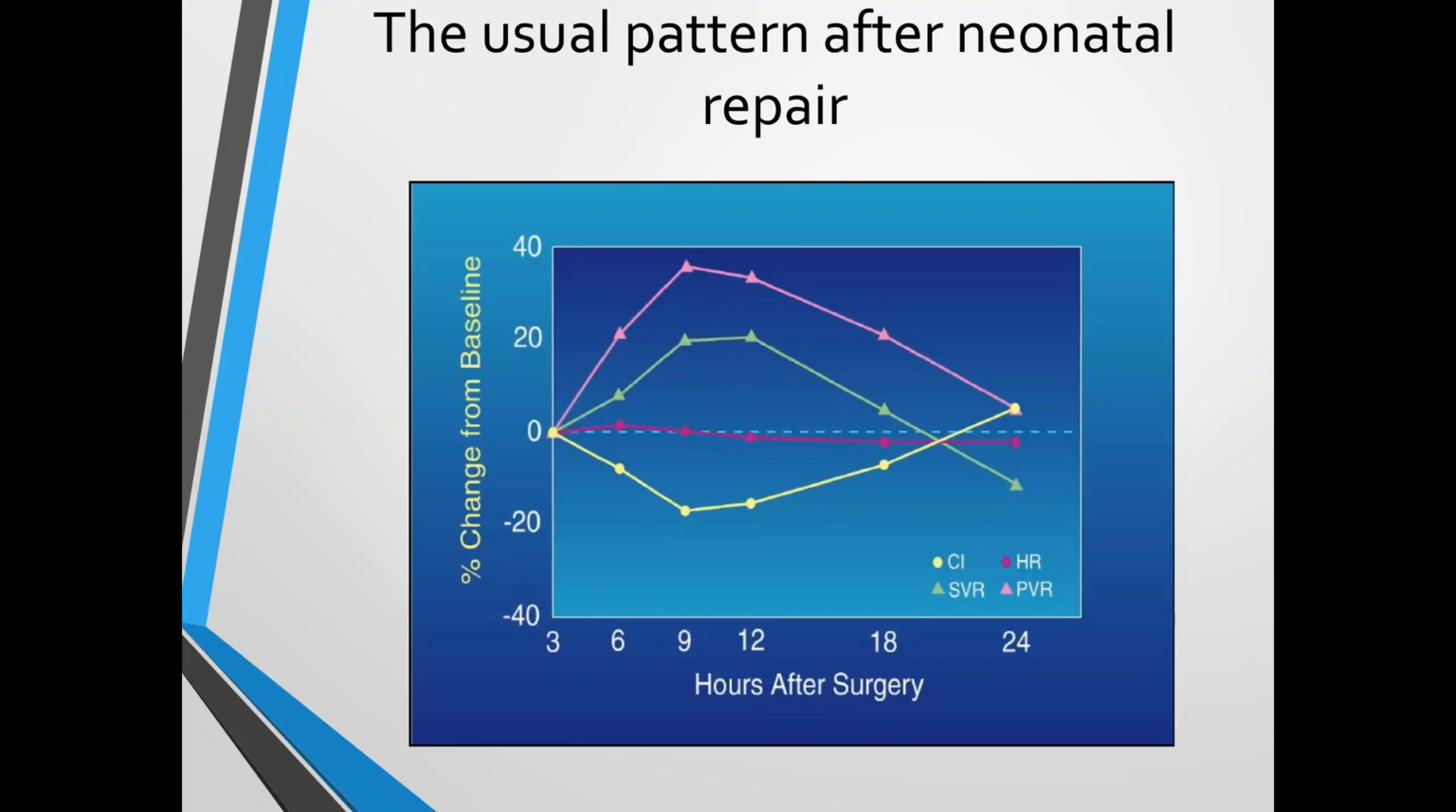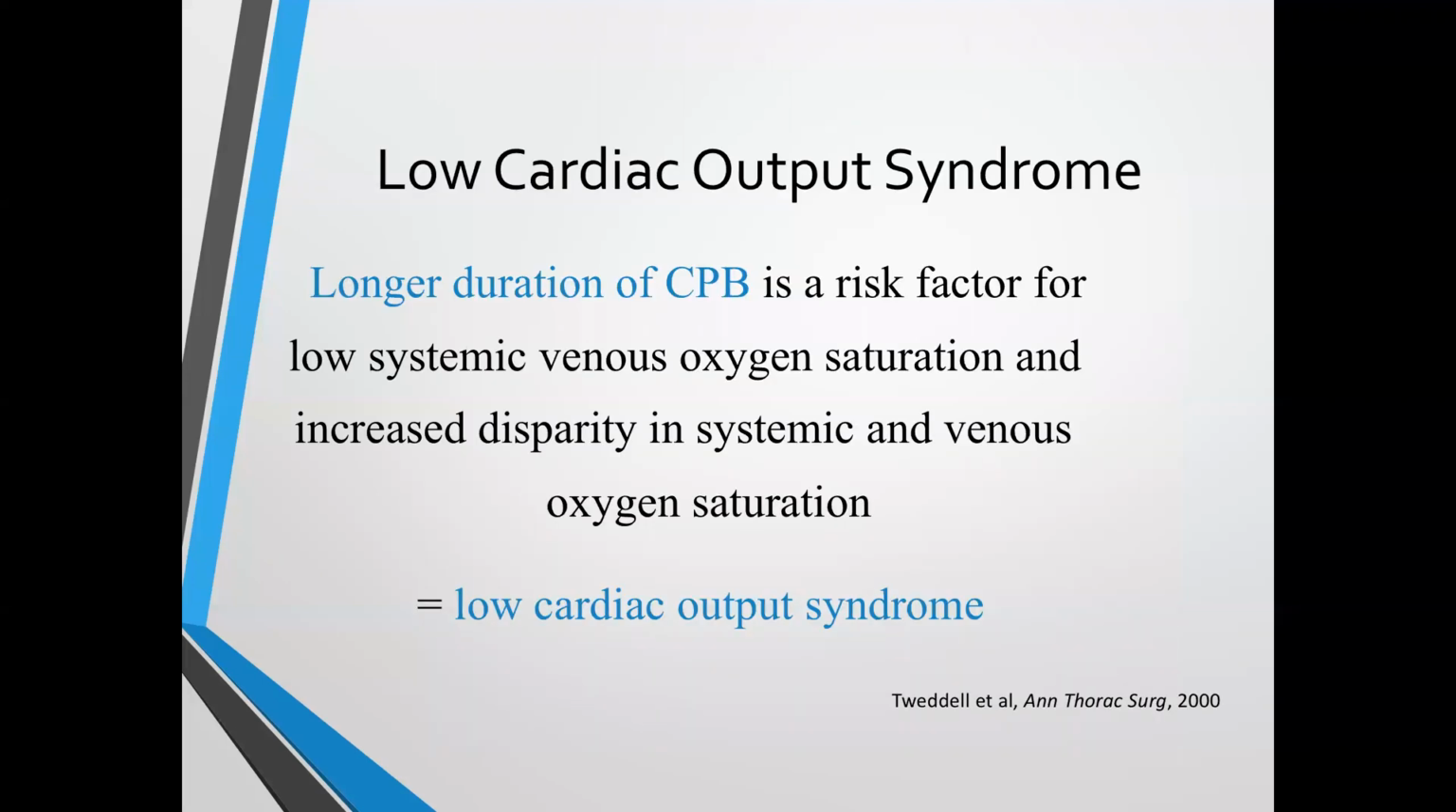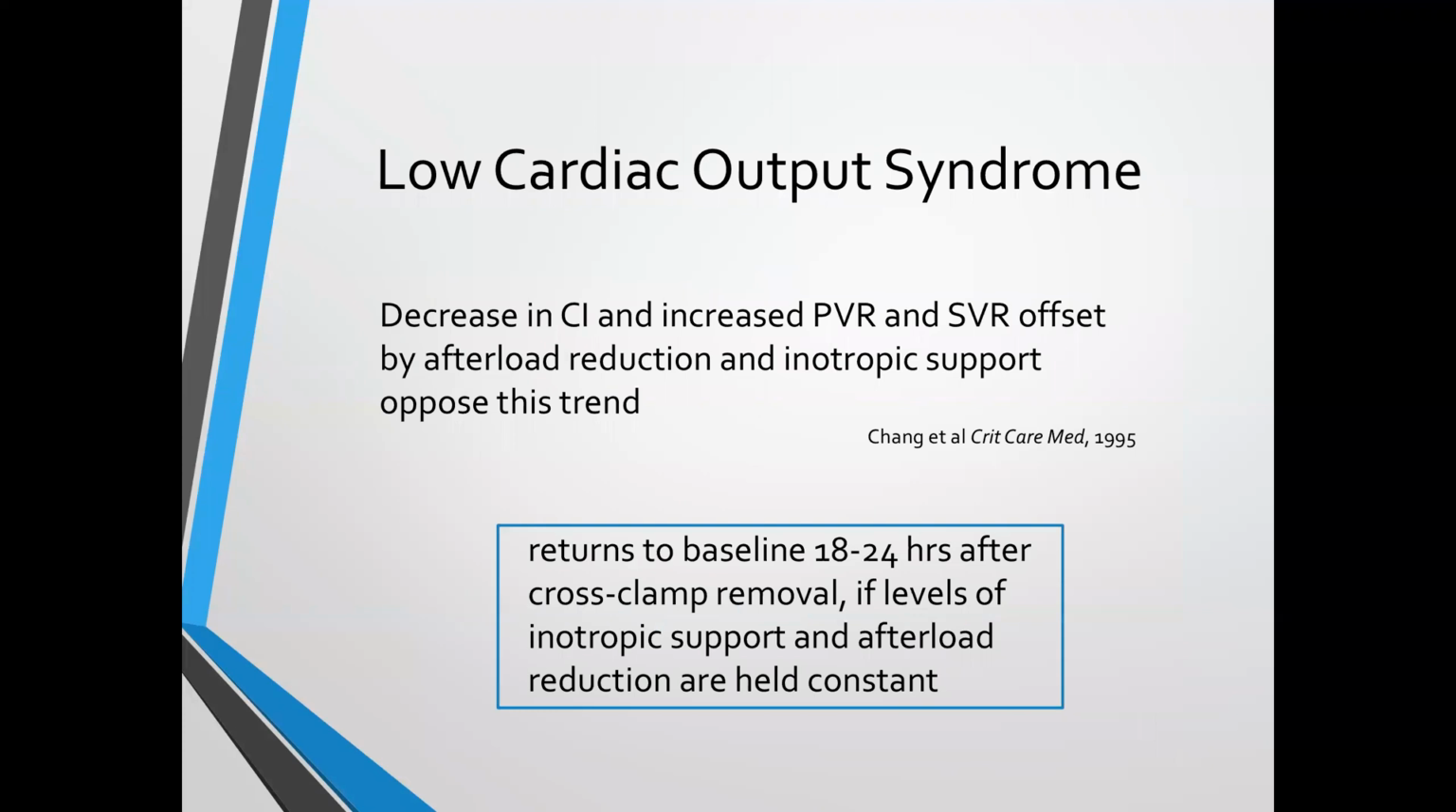I'm saying we're not going into the little details of ICU management, but this is an overview of the whole thing. But we can give some scenarios. This is also the low cardiac output. See, again, this is the low cardiac output. The return to baseline is 18 to 24 hours after cross-clamp removal, if levels of inotrope support and afterload reduction are held constant.